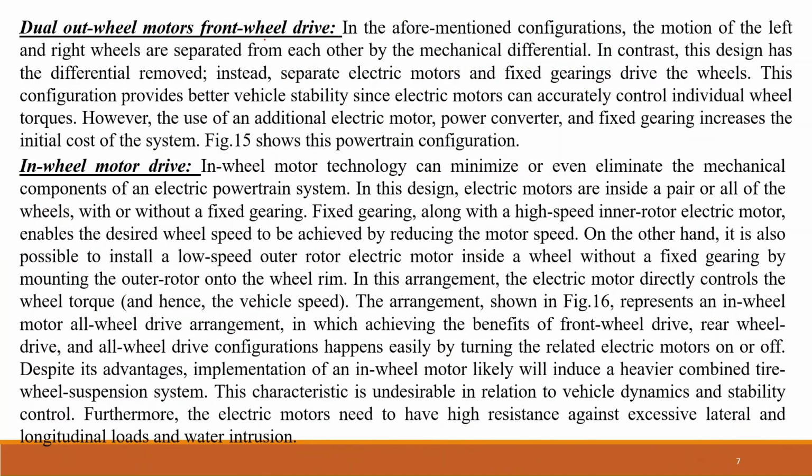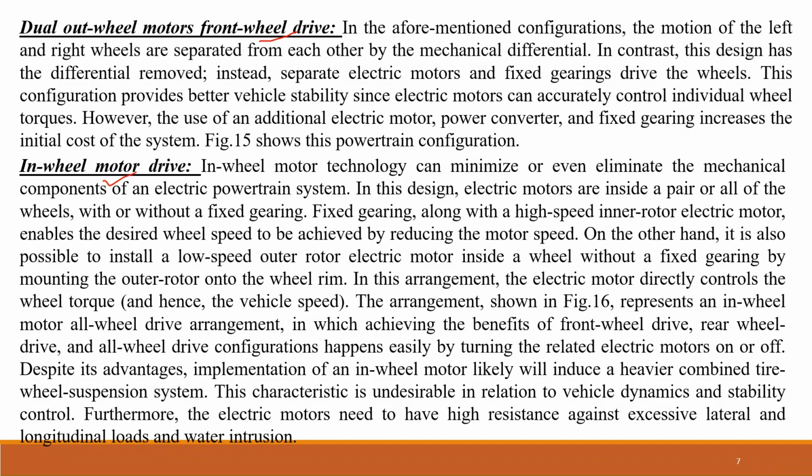Now, dual out-wheel motors, front-wheel drive. In most of the configurations that we have mentioned, the motion of the left and the right wheels are separated from each other by a mechanical differential. In contrast, in this particular dual out-wheel motor front-wheel drive, separate electric motors and fixed gearings are needed to drive the separate wheels. This configuration provides better vehicle stability since electric motors can accurately control the individual wheels. However, the use of the additional electric motor, the additional power converter and the fixed gearing increases the initial cost of the system.